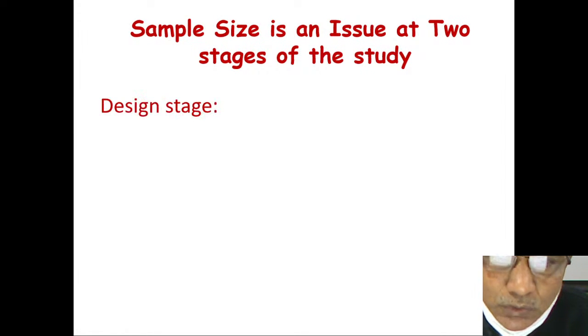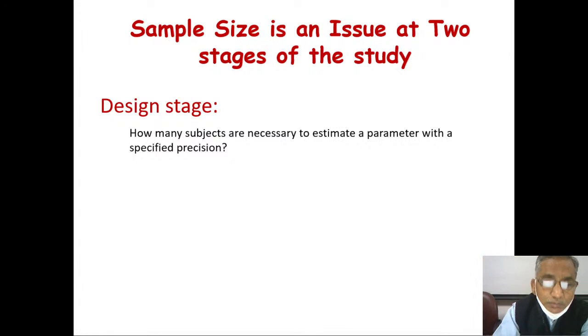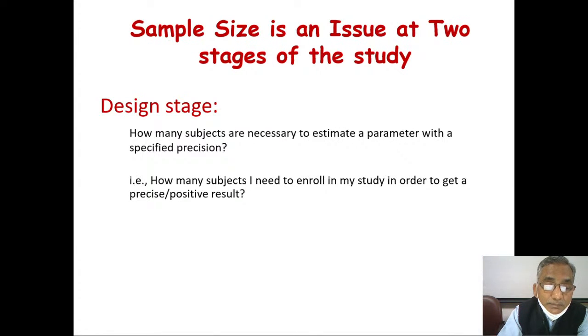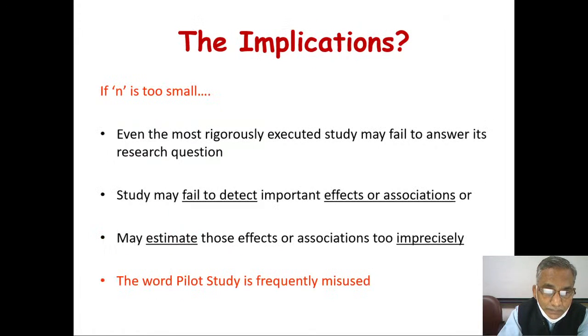Sample size is an issue at two stages. One, at the design stage, as I explained, how many subjects are necessary to estimate a parameter. Second is the interpretation stage. If you are reading somebody's results, you would like to know whether it is adequate or not. Now, what are the implications of a small sample size, and also what are the implications of a large sample size?